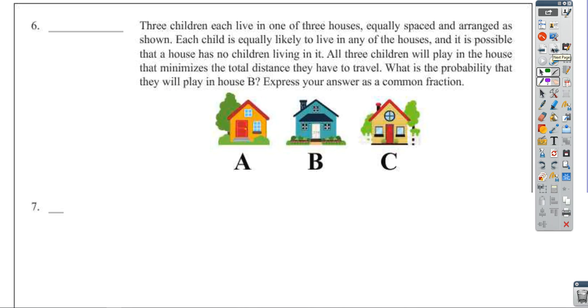All right, there are 3 children living in one of the 3 houses, equally spaced and arranged as shown. Each child is equally likely to live in any of the houses, and it's possible that a house has no children living in it. All 3 children will play in the house that minimizes the total distance they have to travel. What is the probability that they will play in house B? Express your answer as a common fraction.